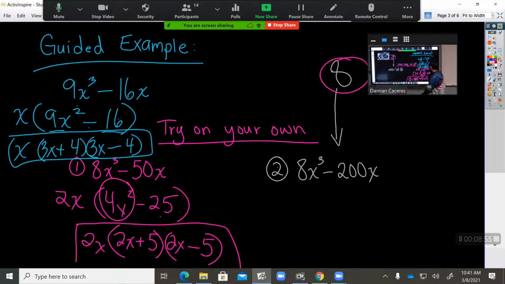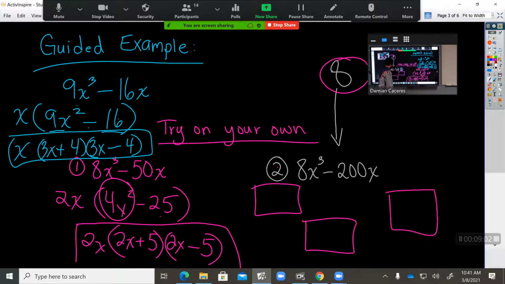Now, before I continue, what are the three factors that we put on our answer right here? I put a box over it. Tell me what the three factors are. Here's a hint. Factors are things that are being multiplied. What's being multiplied on your answer? 2x is 1. Very good. Next.